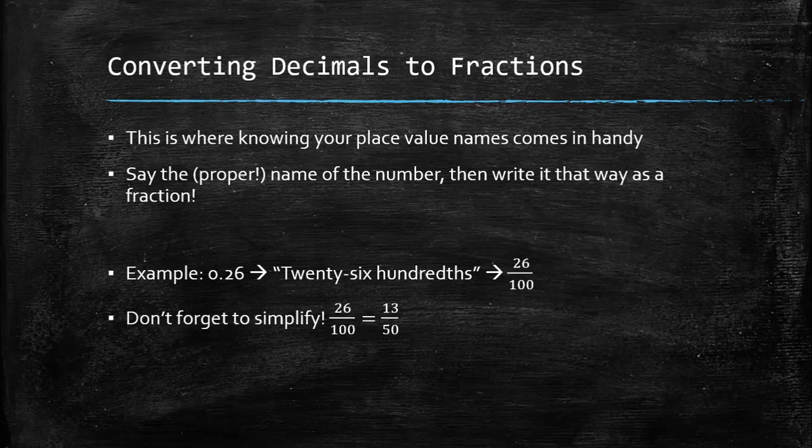And then don't forget to simplify. A lot of times we'll start with whatever we got out of the decimal, but we need to simplify if we can. The greatest common factor of both 26 and 100 is 2. So we just divide both of those numbers by 2 and get a simplified fraction of 13 fiftieths. So 13 over 50. Okay, let's do a couple examples of these.